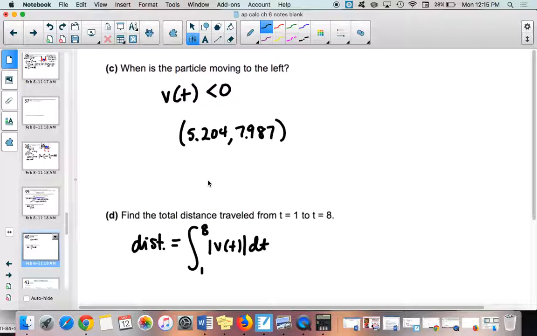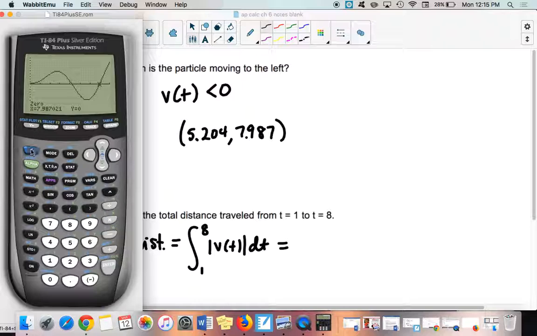All right, so anyway, we have our velocity function. So we go back to our main screen. We do math, number 9. We don't have the absolute value, so we put it in. Vars, Y-vars, function Y1. And we go from 1 to 8. Oops, x goes from 1 to 8.